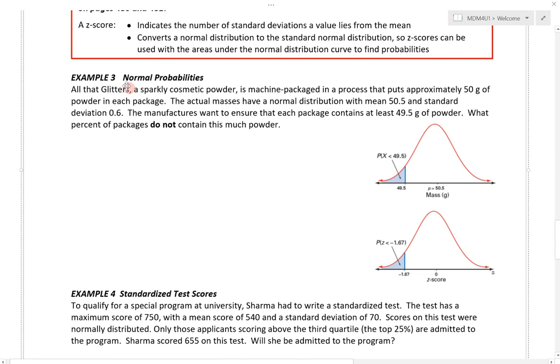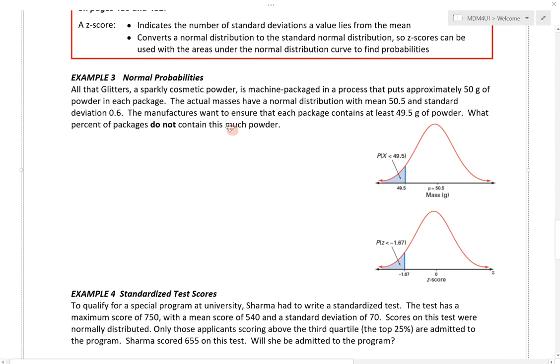So example 3. Normal probabilities. All that Glitters Sparkly cosmetic powder is machine packaged in a process that puts approximately 50 grams of powder in each package. The actual masses have a normal distribution with a mean value of 50.5 and a standard deviation of 0.6. The manufacturers want to ensure that each package contains at least 49.5 grams of powder. What percent of packages do not contain this much powder?